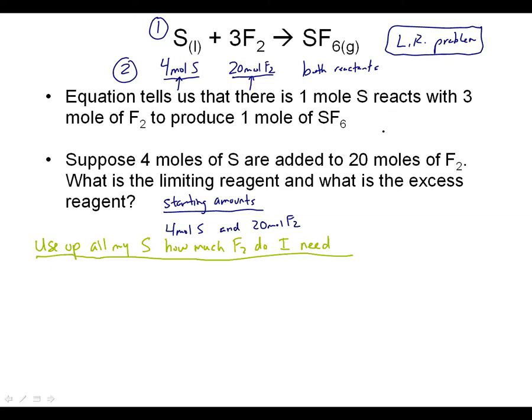So what we would do is we would start with the 4 moles of S. And we do need to go to the equation in this case and find the relationship between S and F. And we see, like it says up here, for every 1 mole of S, we also need to put in there 3 moles of F2. So we're going to use that. And again, those two conversion factors that you could get from this.